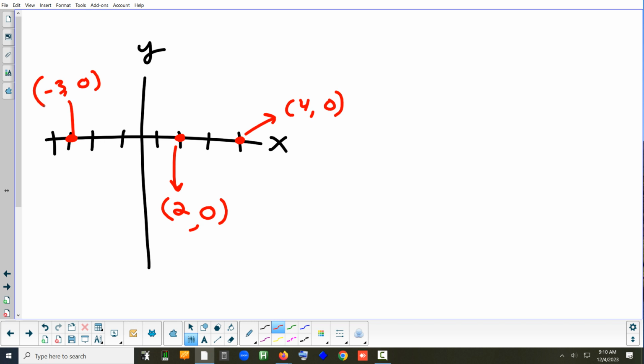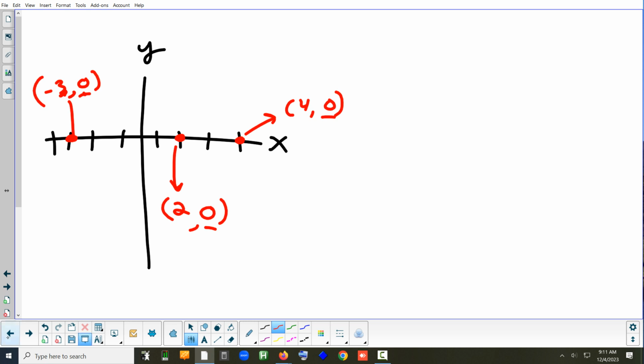Those are all x-intercepts. What do you notice about all of them? They all have 0 for the y, because they haven't gone up or down at all. So all the y values are 0. That's how you find an x-intercept. You have to make the y value 0.